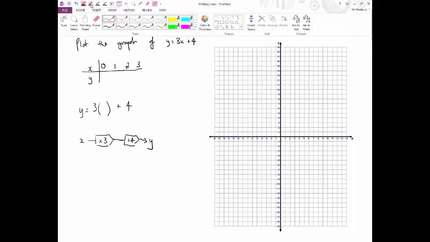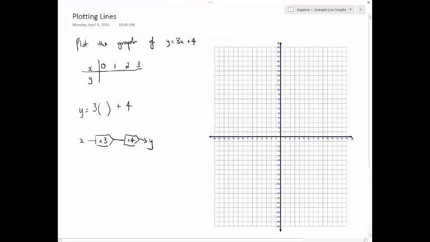I'm going to do our first one as 0, so if we put the 0 in here, 3 times nothing is nothing, add 4 and we get 4, so the answer here will be 4. So I put that in my table.